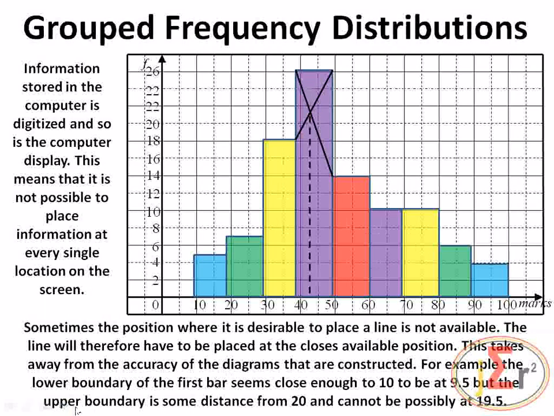For example, the lower boundary of the first bar seems close enough to 10 to be at 9.5. So we intended this one to be at 9.5 right here. But the upper boundary, which is this one, that should be at 19.5, we notice that it's some greater distance away from the 20. So we know that it is not quite 19.5, but should be a little less.